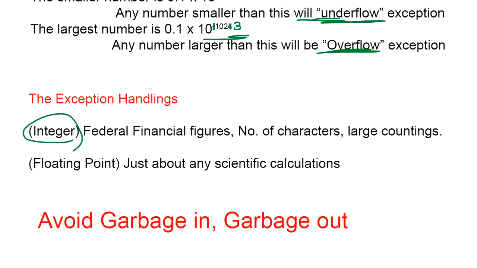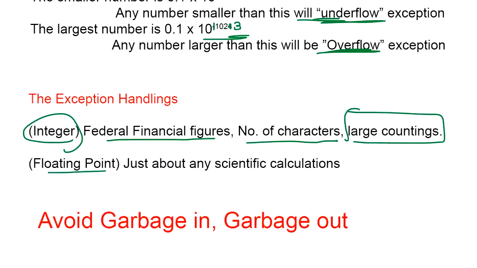So what happens to the exception handling? With integers, beware of things like federal financial figures, the number of characters you're counting, or a large counting program. With floating point, just about any scientific calculation may overflow and underflow. Advanced programmers should pay attention to this and handle the exception. Otherwise, the program result can be garbage in, garbage out.